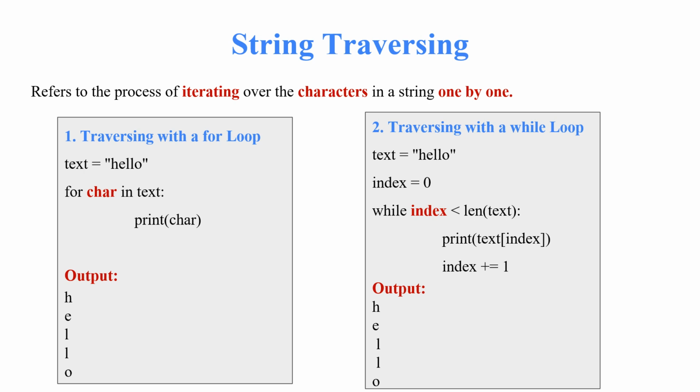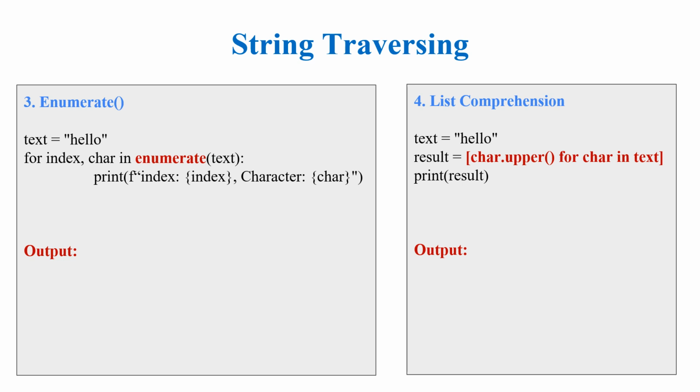Next we'll discuss two more traversing methods. One is enumerate and the other is list comprehension. What do we do with enumerate? Whenever we want the output with the index, we use the enumerate function. Here f is used for formatting purposes, to make it in a more readable form. So how is our output going to be?